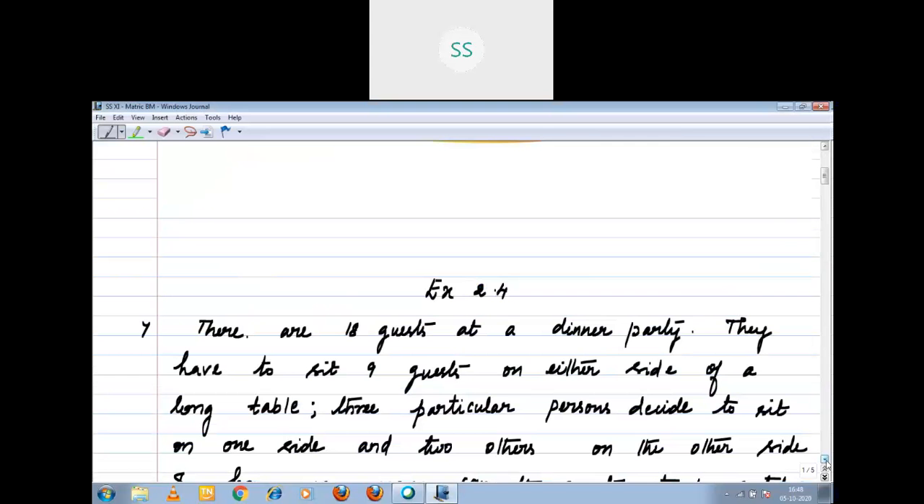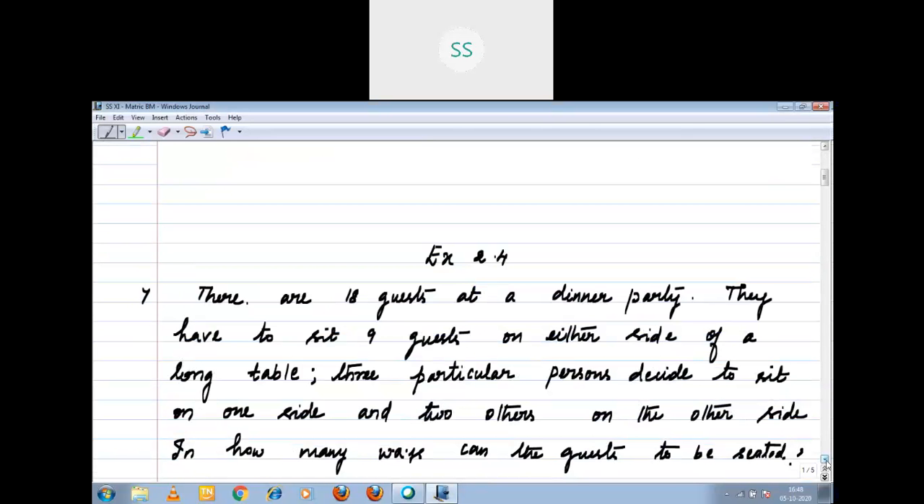Today I am going to discuss exercise 2.4 question number 7. There are 18 guests at a dinner party. They have to sit 9 guests on either side of a long table. 3 particular persons decide to sit on one side and 2 others on the other side. In how many ways can the guests be seated?